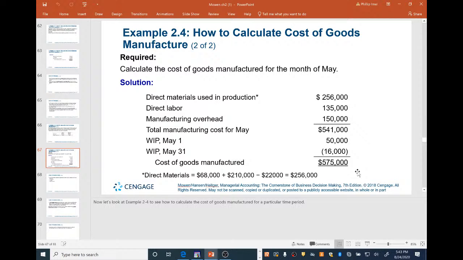We have to get the total product cost. We've already got one of them, direct materials used in production. What are the other two components of that? Manufacturing overhead. Right. So then that's going to give us total product cost, right? From there, we're not done yet because we want to know the cost of goods manufactured.